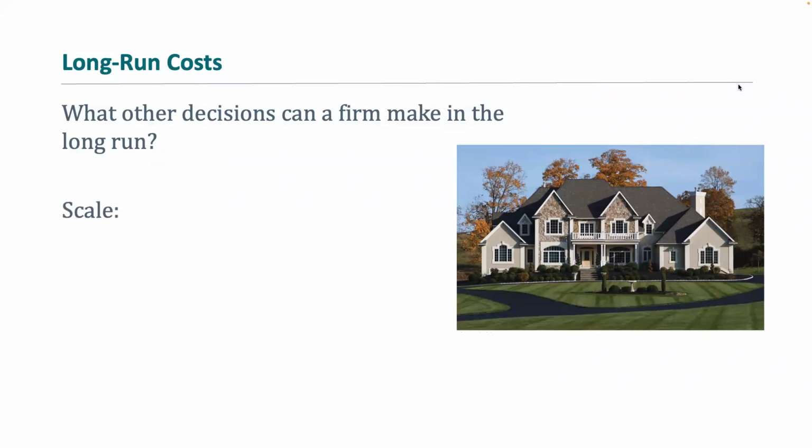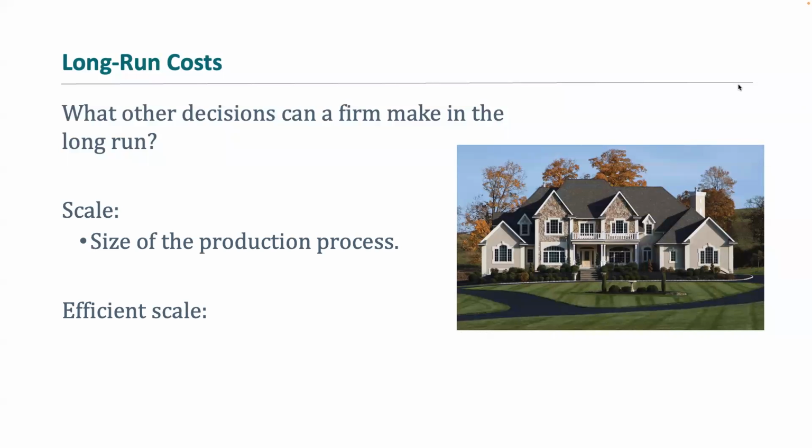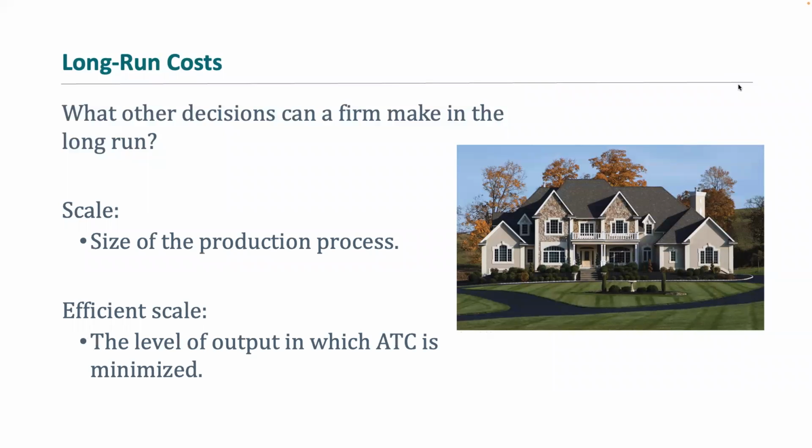Now, keep in mind, scale is going to be the size of our production process, and an efficient scale is when the level of output in which our ATC, or average total cost, is going to be minimized.